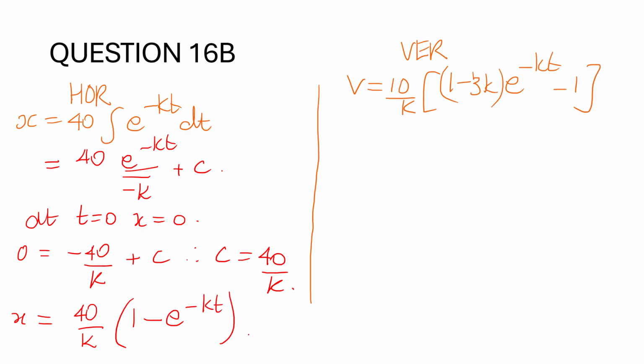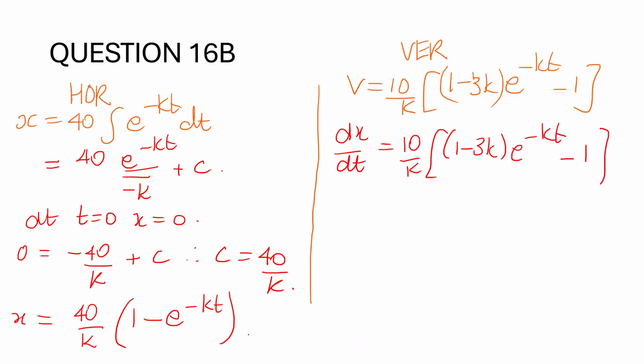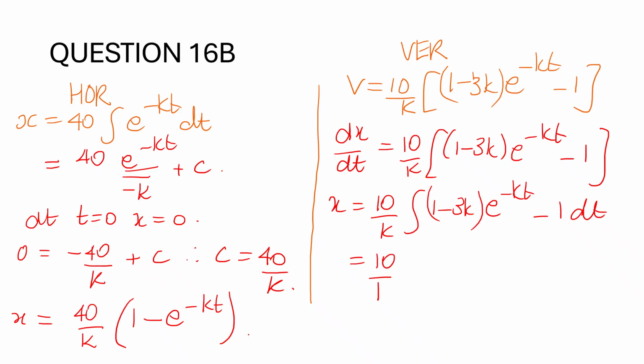And over here dy/dt is equal to 10 on k, (1 minus 3k) e to the -kt, take 1. y is equal to 10 on k, integral of (1 minus 3k) e to the -kt, take 1, dt, equals 10 on k. Actually, that's not an x, that's a y.